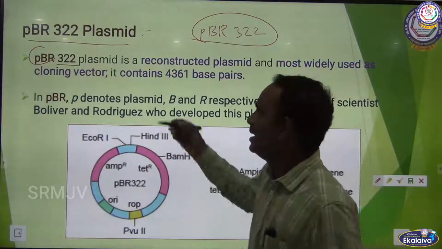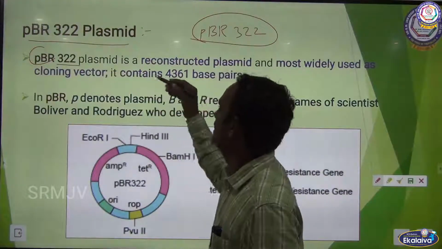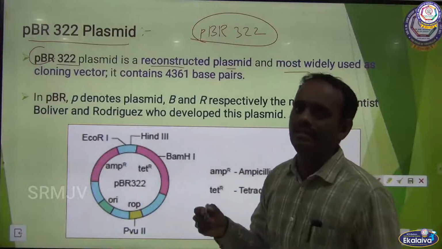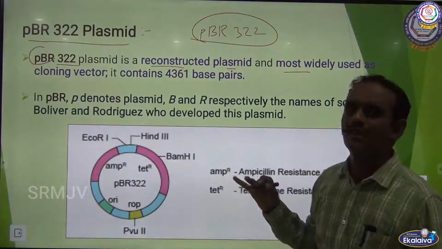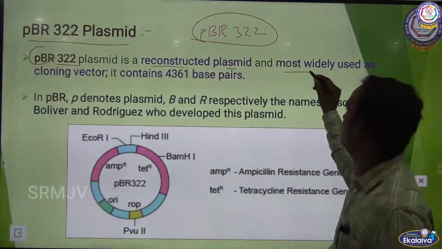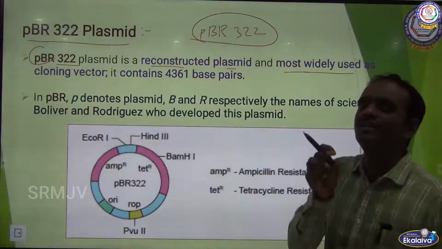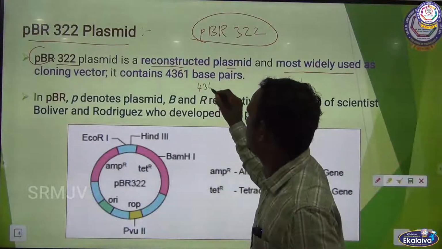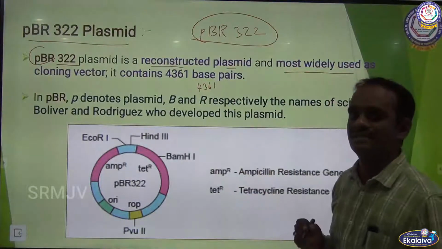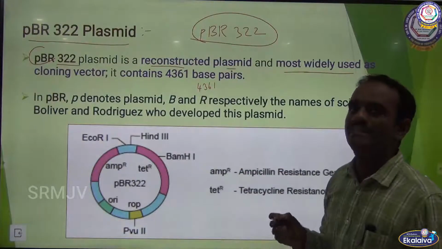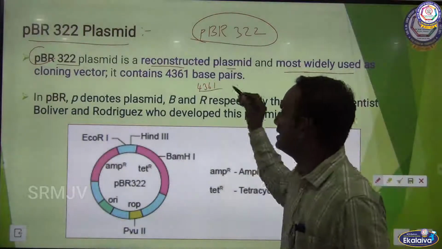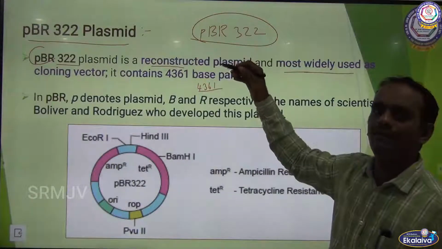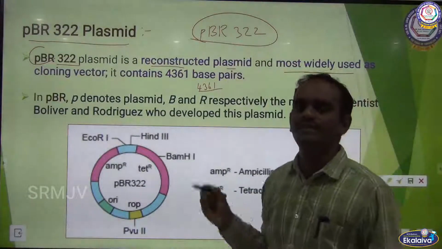Let's see. The pBR322 plasmid is a reconstructed plasmid and is most widely used as a cloning vector. It contains 4361 base pairs. Just imagine, 4361 base pairs. How does the name pBR come about? What's special in that pBR322?